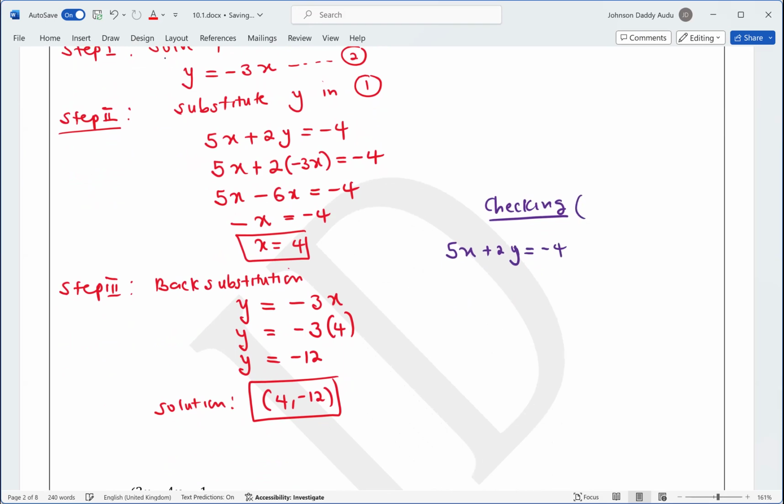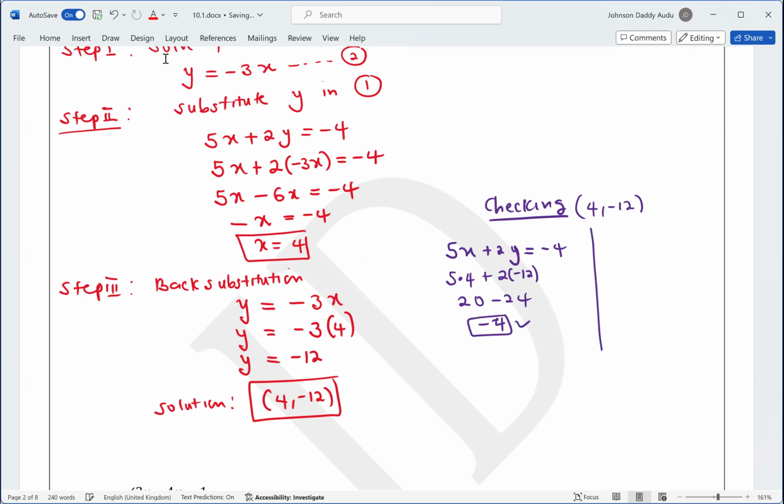So remember what we are checking. We're checking with our solution. So you have to check the two equations. So this will be 5 times 4 plus 2 times minus 12, right? And you see that this is 20 minus 24, which is minus 4. So this is good.